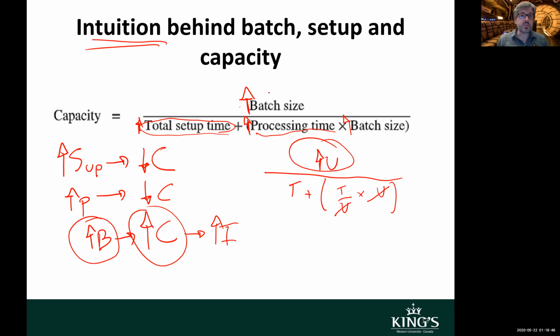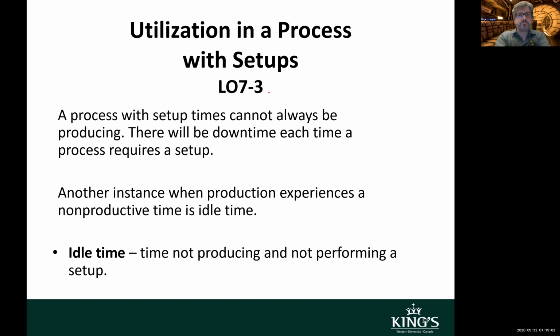Just think about the cookie tray that I mentioned before. If you have a huge oven and you put a huge cookie tray, your capacity to produce cookies in 1 hour will increase, just for the sake of having a bigger batch size.